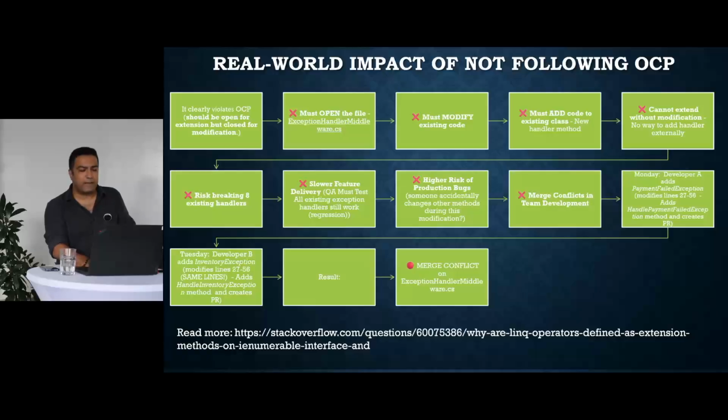This is a good example of the real world impact of not following OCP. For example, on Monday, a developer will create a new exception type of this class. Another day, another developer will add another one, and both are creating the pull request. Since both are pointing to the same file, what happens? Merge conflict, simply. So this is what motivates us to think about some other way to refactor this.